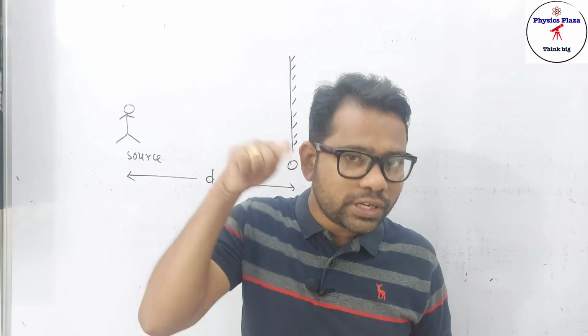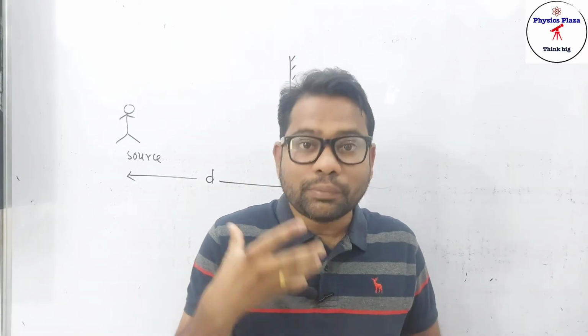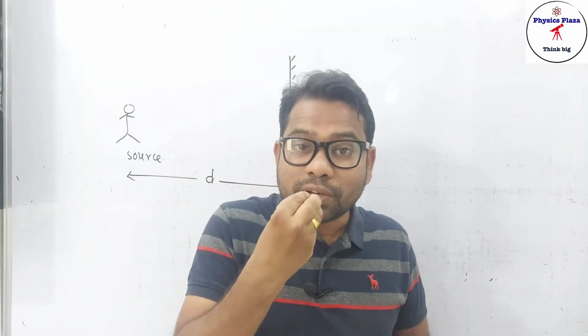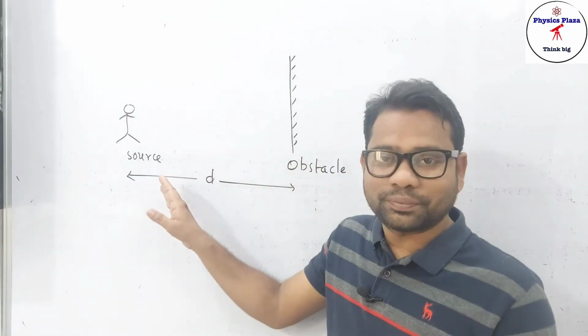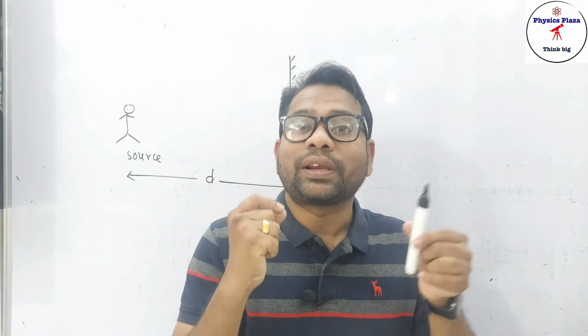So one sound is the original sound, whatever he is producing. Am I clear? For example, if right now I am talking, whatever I am talking, I am able to hear. So this original sound can be heard by this person. That is the one. But what is the next sound? That is a reflected sound.